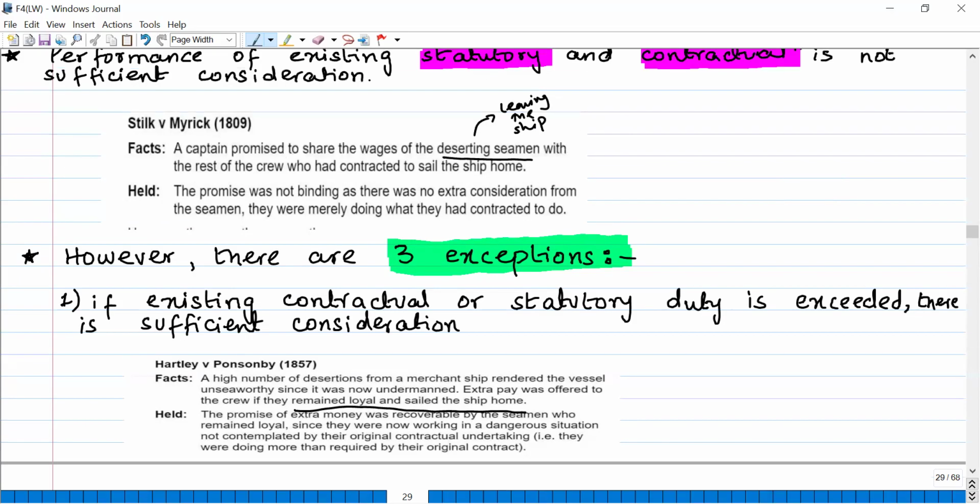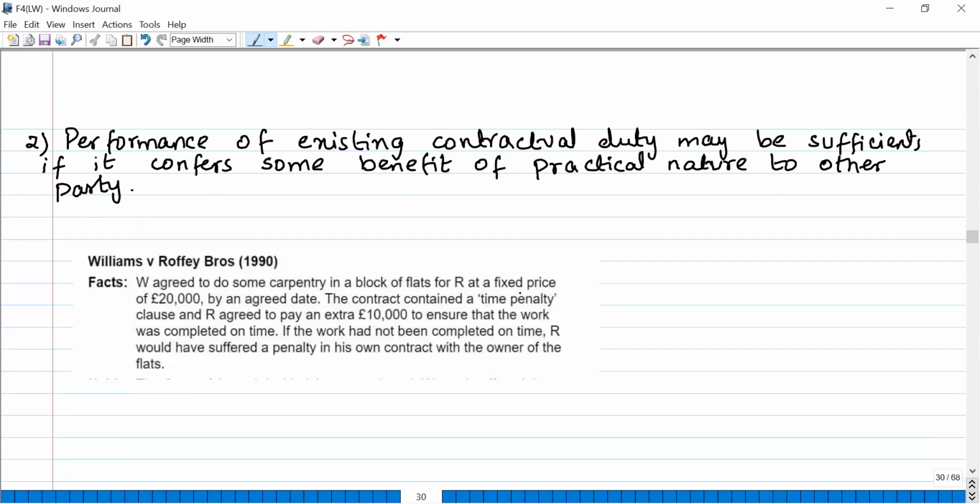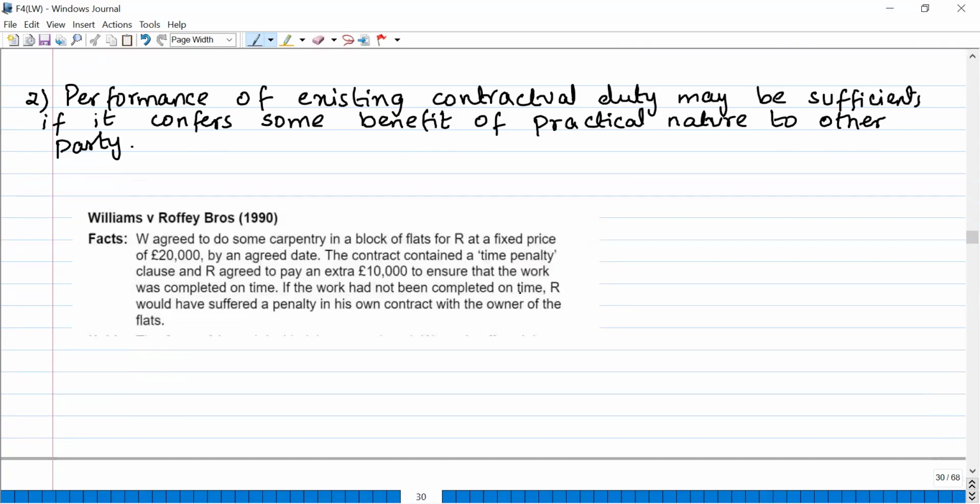While in the other case, because you were just doing what you need to do, your existing duty, and not exceeding that, that is not a sufficient consideration. Performance of existing contractual duty may be sufficient if it confers some benefit of a practical nature to the other party. A very important point. You are doing your existing duty, but because of your duty, the other party is getting some extra benefit as well. Then your existing duty will be considered as sufficient consideration, and it can form a valid contract.